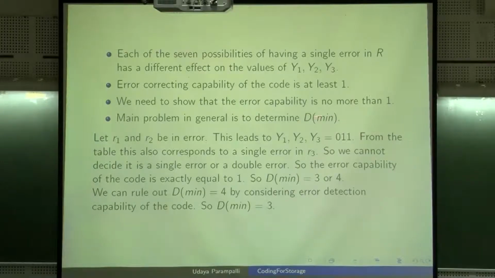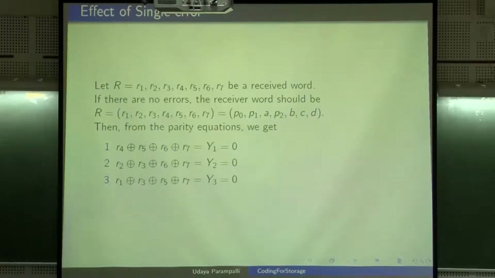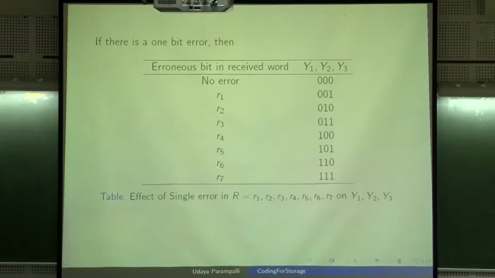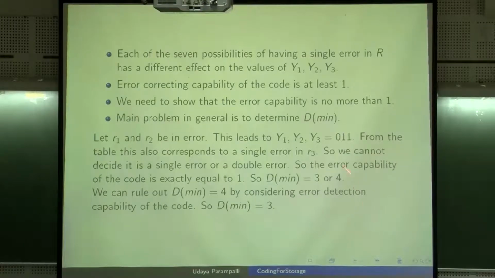So now let us take R1 and R2, 2 bits in error. When 2 bits are in error, you compute the syndrome and you get 0, 0, 1, 1. But from the table, this also corresponds to a single error in R3. So you got an R1 and R2 error, and I can't distinguish it from R3.